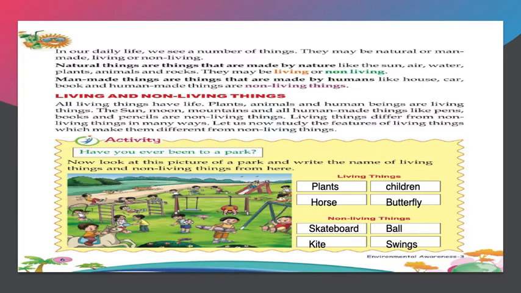Now let's have an activity and recall what we have already read. Have you ever been to a park? As you can see, there's a picture of a park. Please look into this picture, make the difference between living things and non-living things, and name them. Some of the living things that we can see in the picture are plants, horse, children, butterfly, and non-living things in the picture are skateboard, kite, ball, swings.